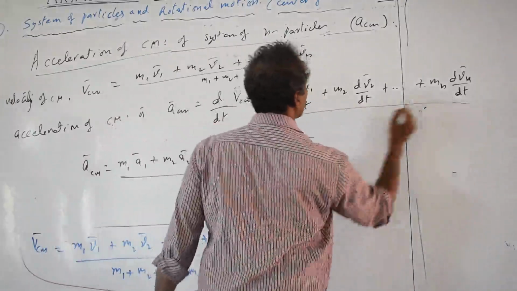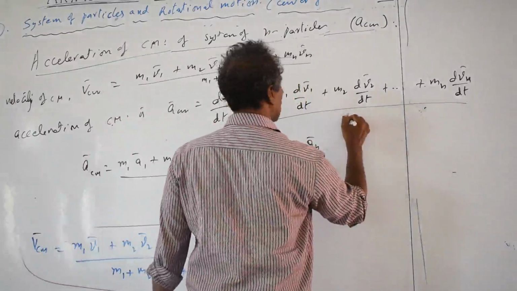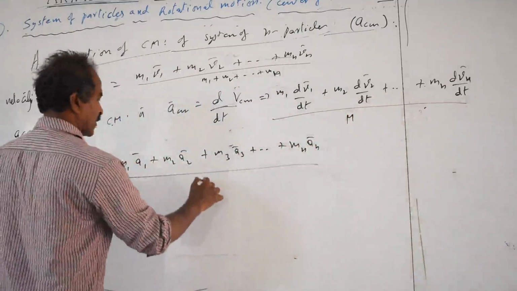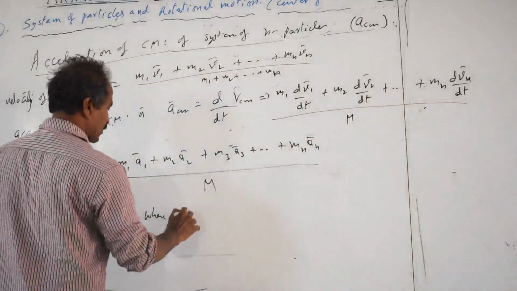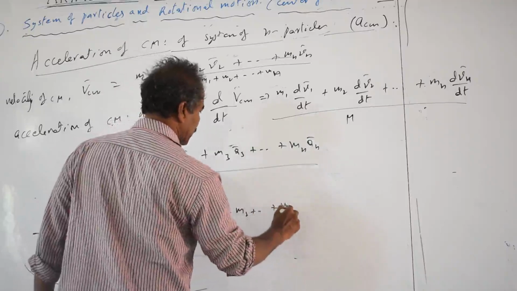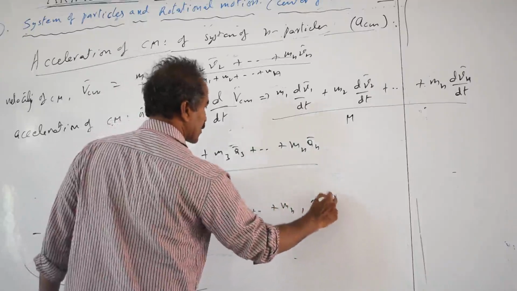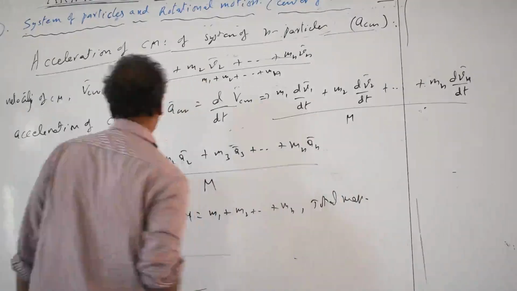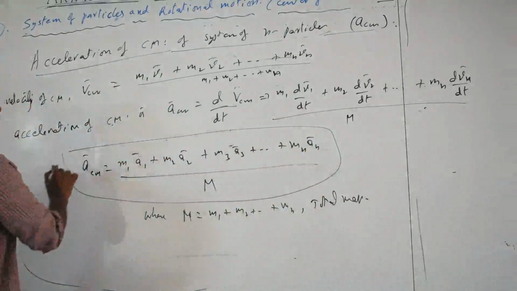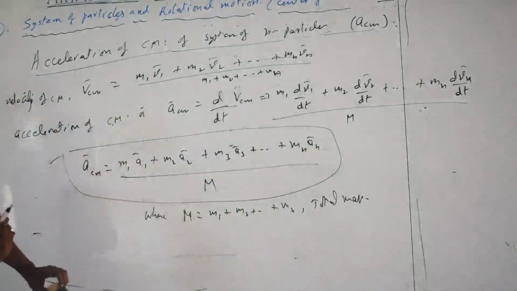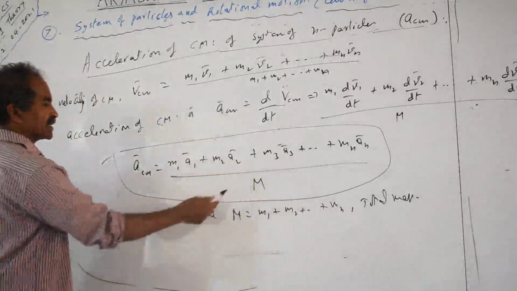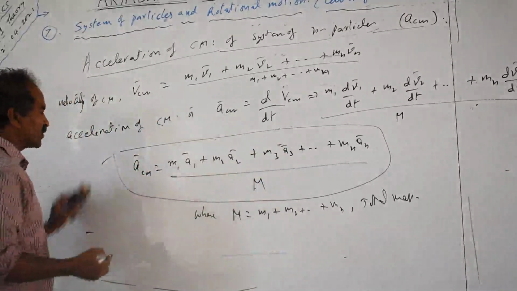Here also we have divided by capital M, where M is equal to m1 plus m2 plus and so on plus mn, the total mass of all the particles. This is also asked for the numericals. They don't ask the derivation, only the formula for numericals. If any particle has acceleration in the opposite direction, you have to take that acceleration as negative. Next, if you want to get the force, mass into acceleration is nothing but force.